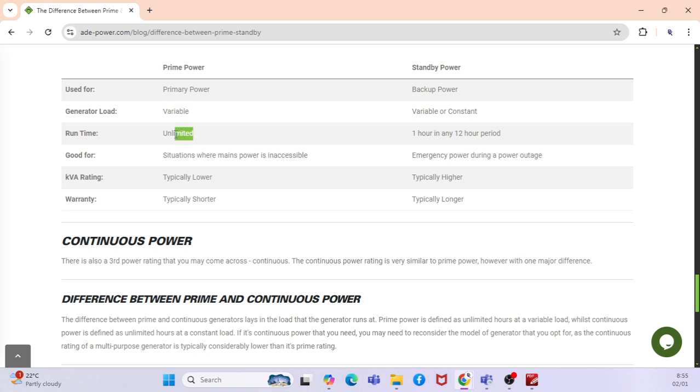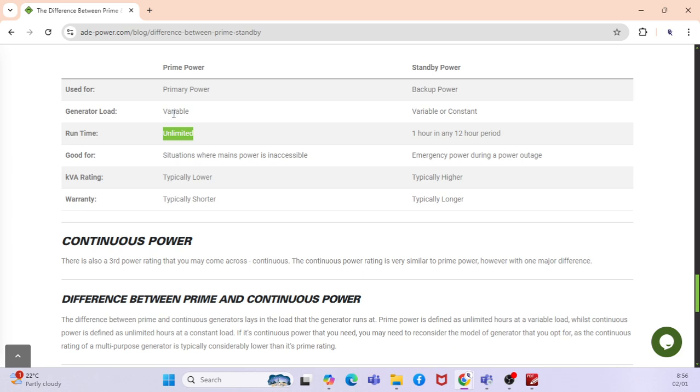This period, whenever you go to the manufacturer, they will tell you that, say for example, for the first 200 hours you can run the generator. Then after that you have to shut down for a certain period. So prime power is applicable, for example, for site offices or where you need power for a certain period, but not at full capacity. It will normally be like 70%.